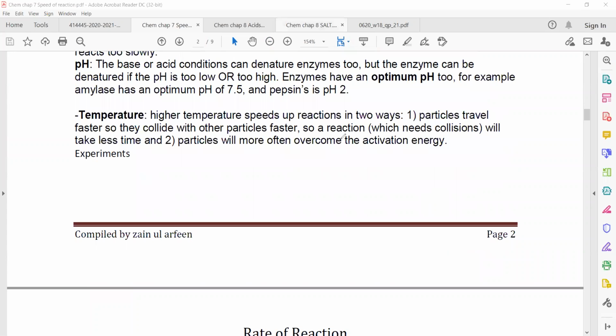How does increasing the temperature affect the rate of the reaction? Increasing the temperature increases the kinetic energy, so molecules move faster, and it will increase the collision frequency, the number of molecules that will collide, as well as a greater proportion of the molecules will have energy more than the activation energy, so the reaction can proceed.